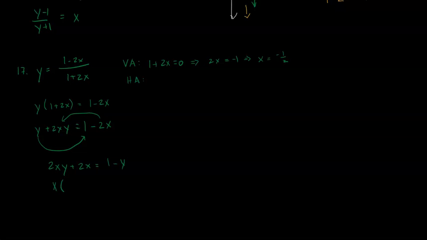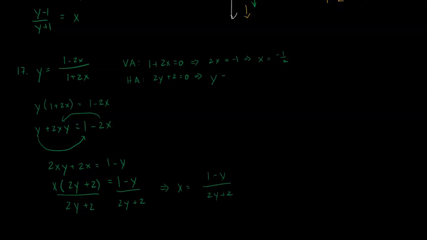Factor out an x. x times 2y plus 2 equals 1 minus y. Divide both sides by 2y plus 2. So this implies that x equals 1 minus y over 2y plus 2. There is my horizontal asymptote. This implies that y equals negative 1. Right? Okay.